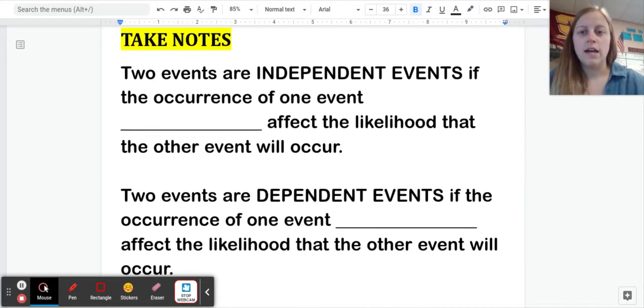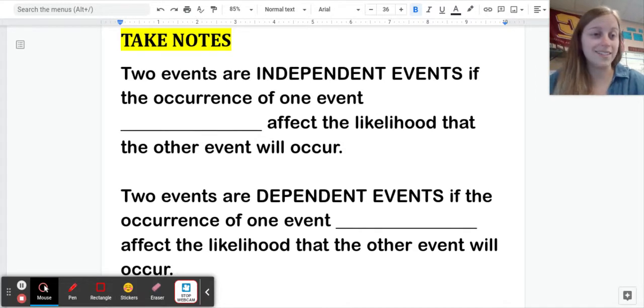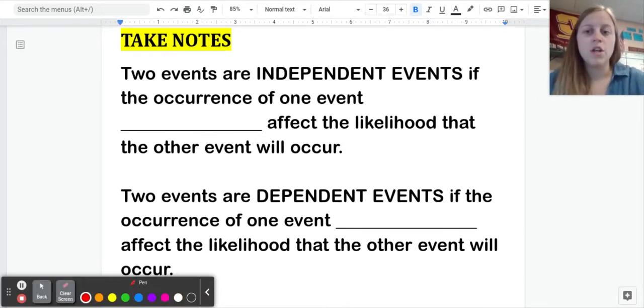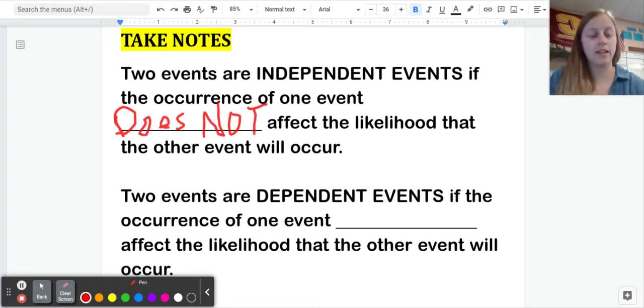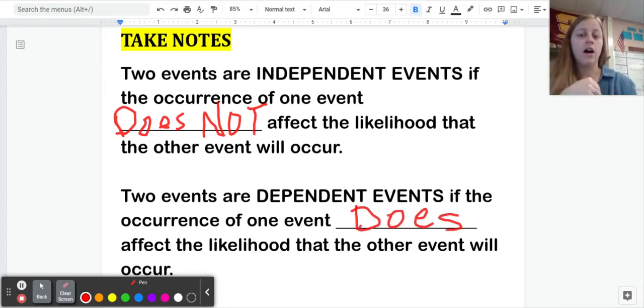All right, so here are some notes. It does say take notes in big bold letters. Two events are independent if the occurrence of one event does not affect the likelihood of the other event. So one thing happening doesn't affect another thing happening. Whereas two events are dependent if the occurrence of one event does affect the likelihood of another. So independent, two separate events, doesn't affect each other. Dependent, one thing affects the other.